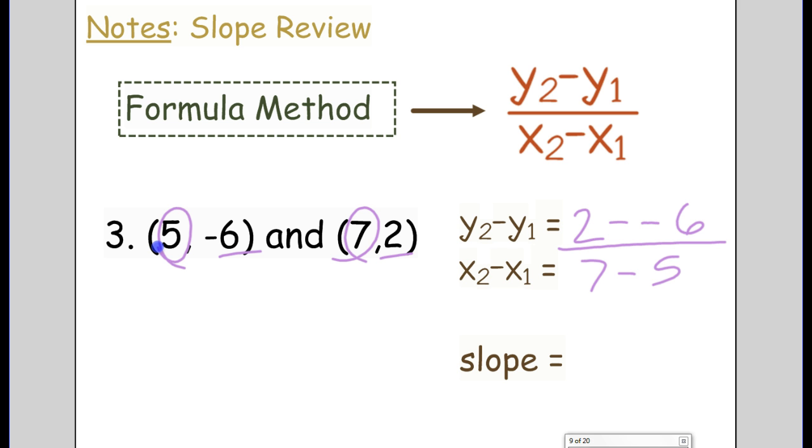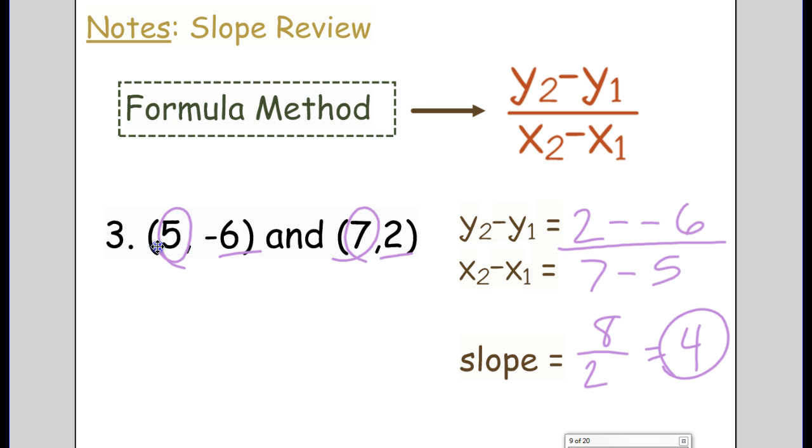2 minus negative 6, what is that? It's 8. And what's 7 minus 5? 2. Can I write my slope like that? No. What is 8 divided by 2? 4. What's my slope? 4. The answer is 4. Now let me show you a different way because this is easy to mess up. Yep. Sometimes you'll forget and you'll put x on top. Sometimes you'll forget your minus. That is easy to mess up.